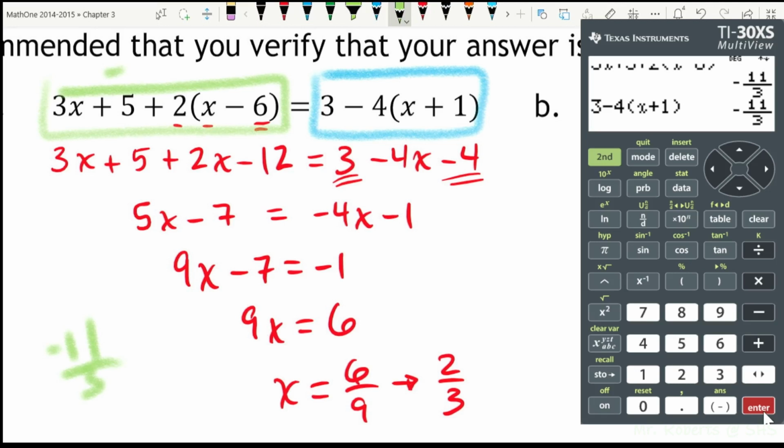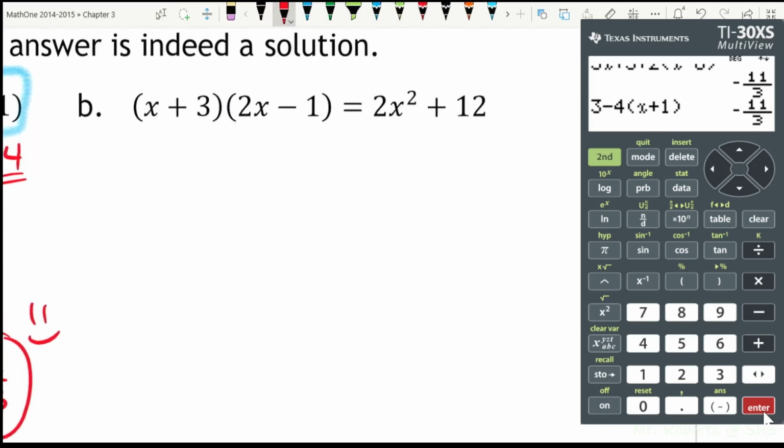Well, guess what? If x is 2/3, it makes both sides of this equation negative 11/3. It makes them truly equal to each other. So this is a solution, and I can circle it, and I can put a happy face next to it. Let's go to the next question.